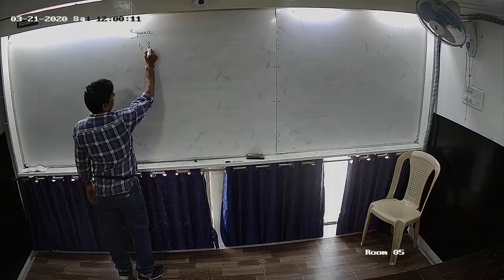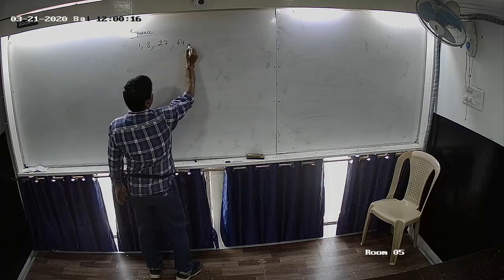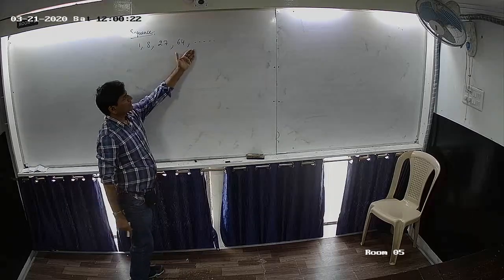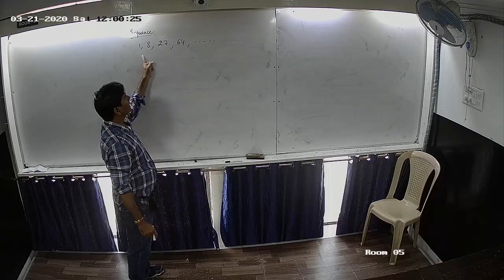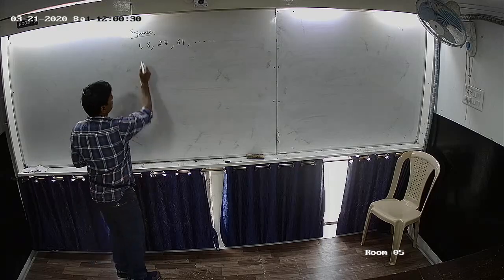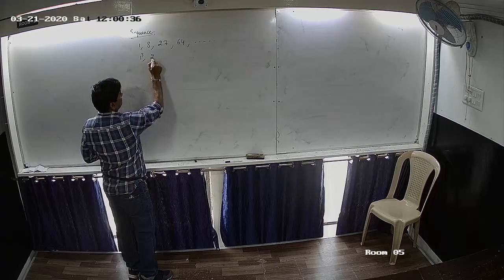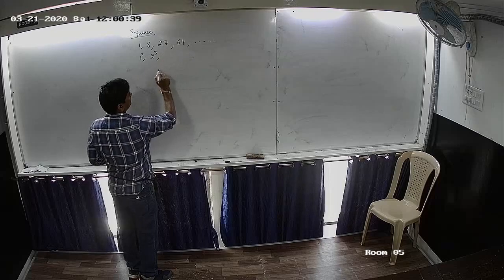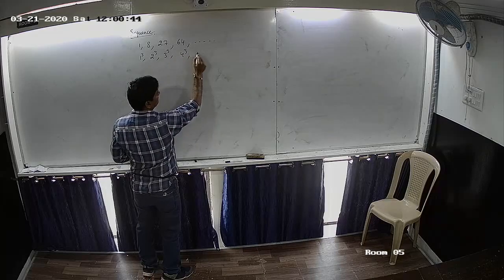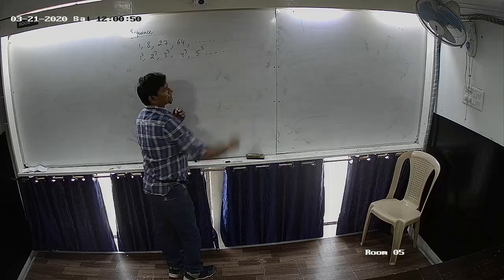Suppose 1, 8, 27, 64, etc. We can easily find out the next term if we know the pattern or the rule it follows. If you see, the first term is 1 cube, the second number is 2 cube. They are all cubes of natural numbers: 3 cube, 4 cube, then the next term will be 5 cube, that is 125, and so on.